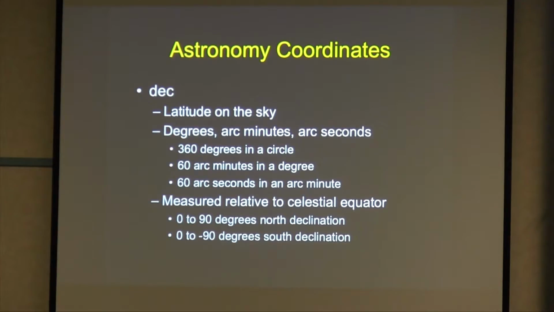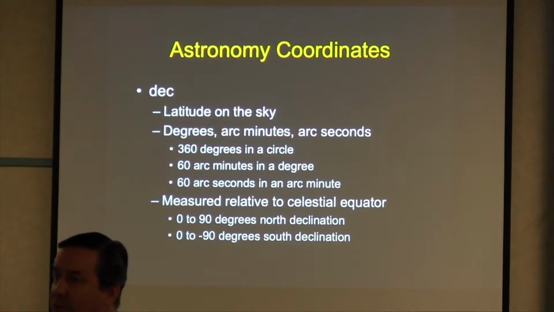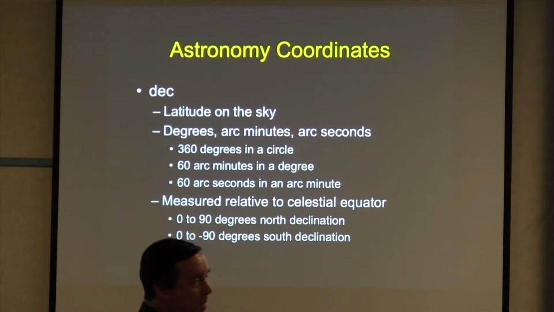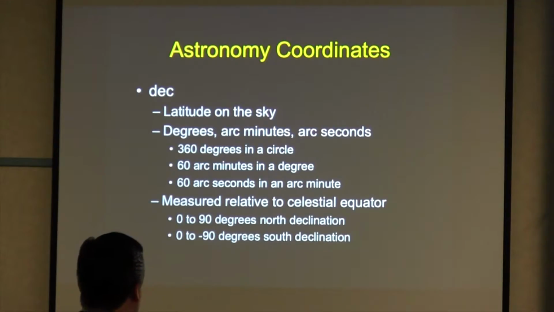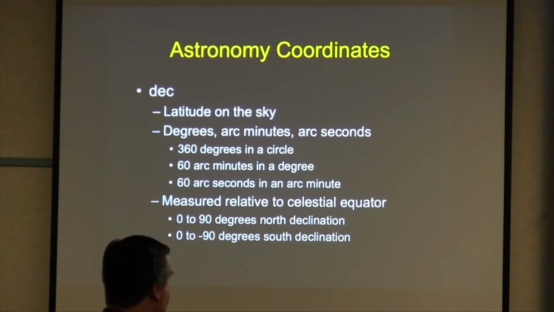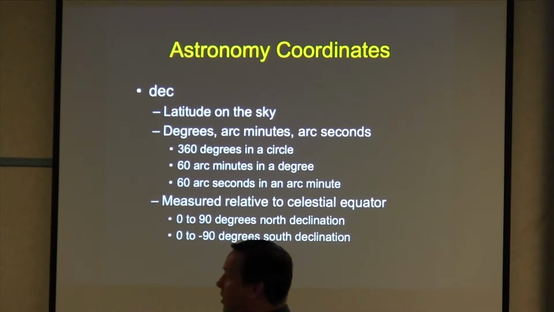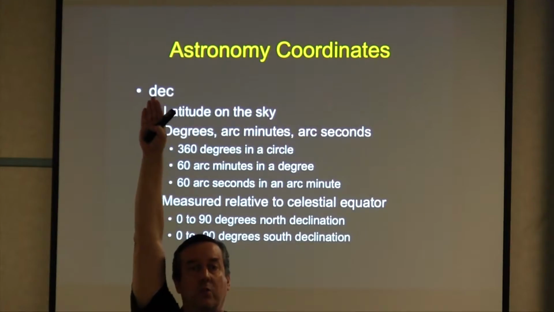Because we use hours, minutes, seconds, and we use degrees, minutes, seconds, I will try, and I will not succeed, but I will try to say arc minutes and arc seconds when I mean those. So, 360 degrees in a circle, 60 arc minutes in a degree, 60 arc seconds in an arc minute. Like latitudes on Earth, they are measured relative to the celestial equator. So we go from 0 degrees at the equator to 90 degrees north.